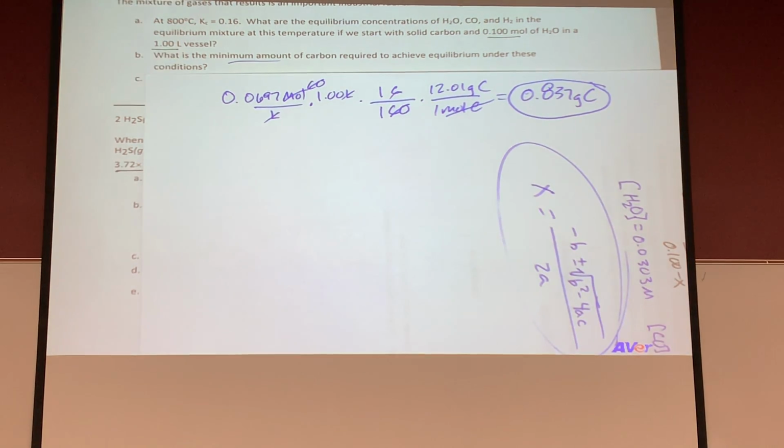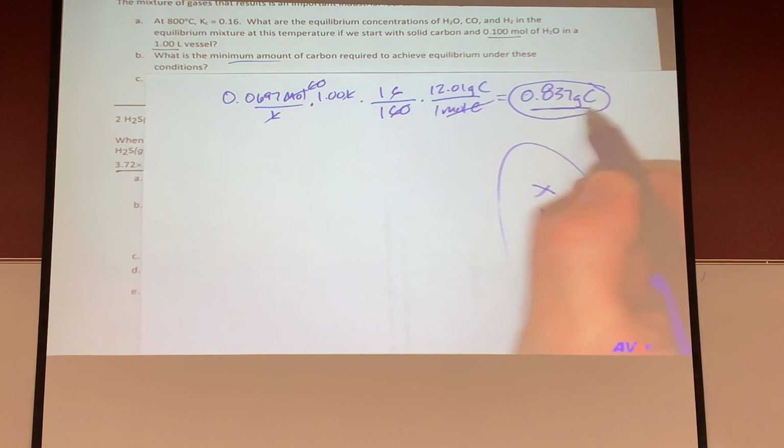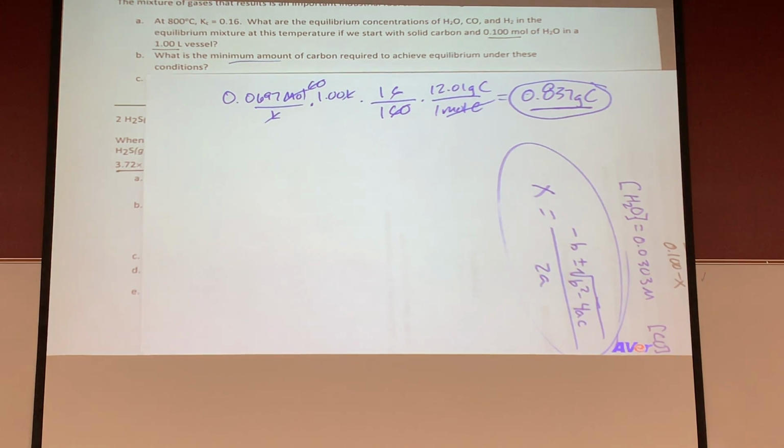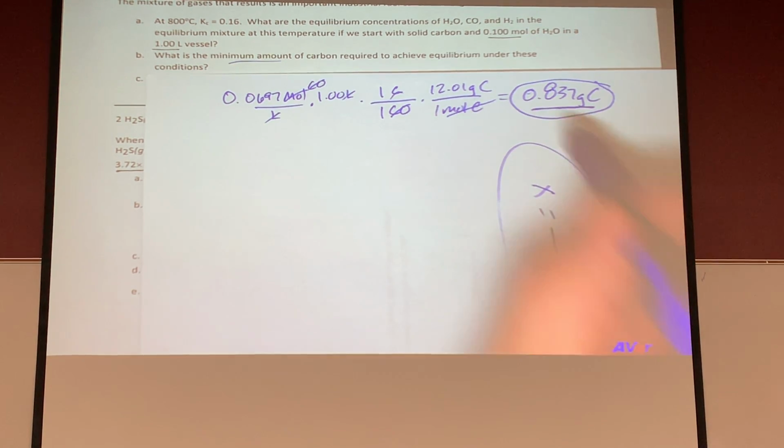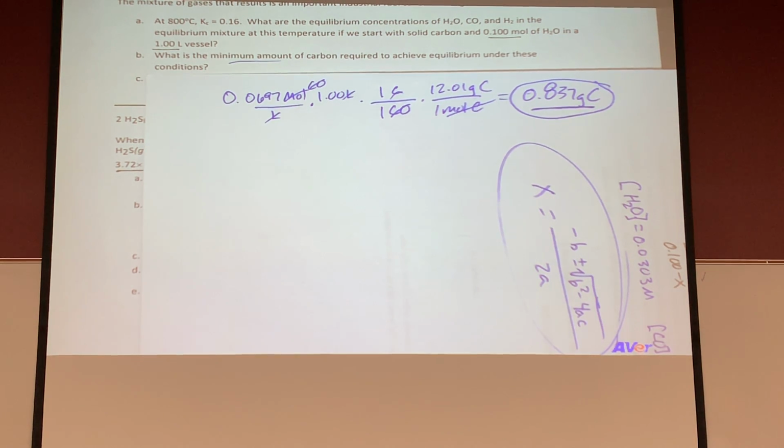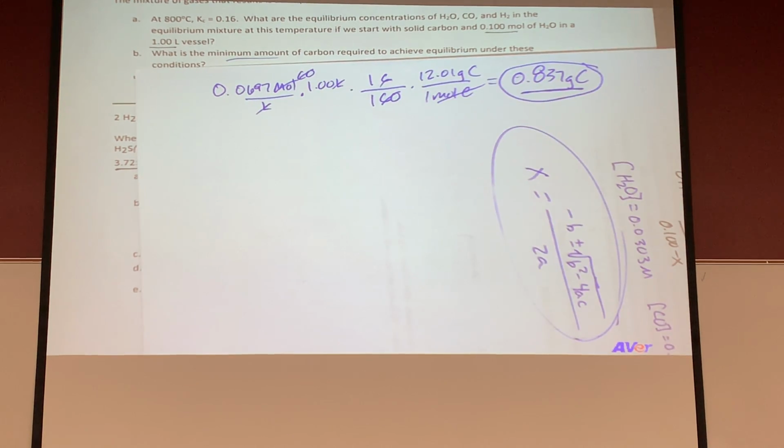In other words, and remember, solids are not included in your equilibrium expressions. So as long as you have a minimum amount of carbon in the container, you'll hit equilibrium. That's the minimum. You could have more than that, it doesn't change the equilibrium, but that's the minimum. Questions about that? Makes sense. Okay.